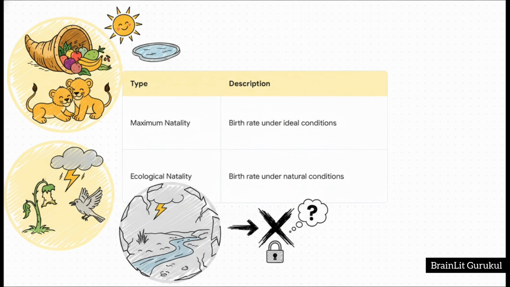Then you have ecological natality. This is the actual birth rate we see out in the real world, which is of course always lower because of all those real-world limits. Just remember, maximum natality is a biological fantasy, a perfect world scenario. Ecological natality is the reality on the ground.